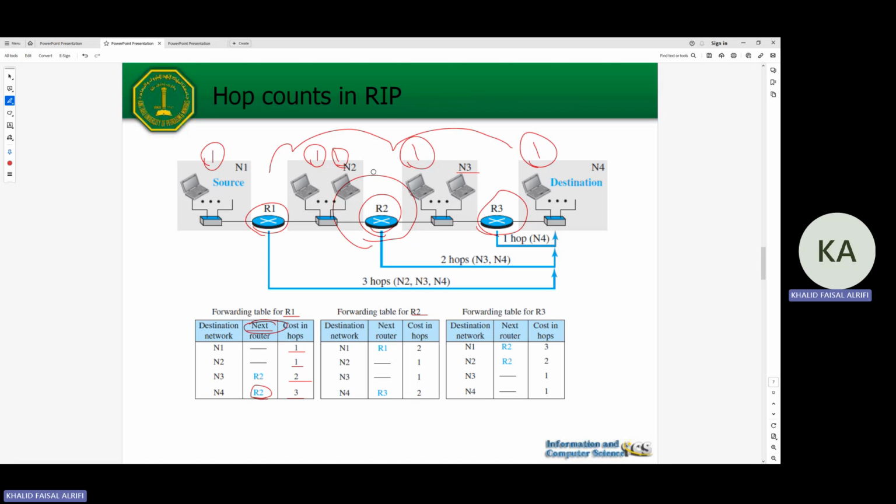Same thing applies for R2. The cost to N2 and N3 will be 1. The rest, N1 and N4, will be 2. The next router from this side will be R1 in order to reach N1. Here it will be R3 in order to reach N4, and so on for R3 also.